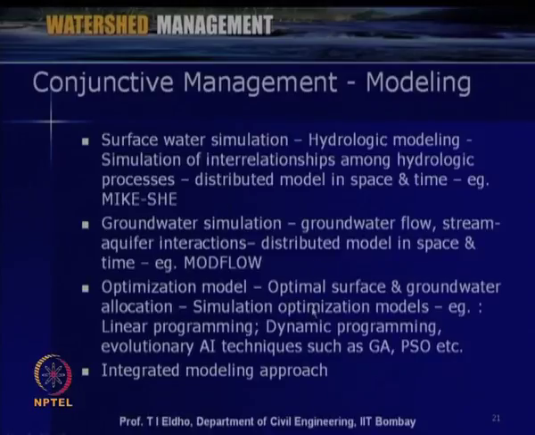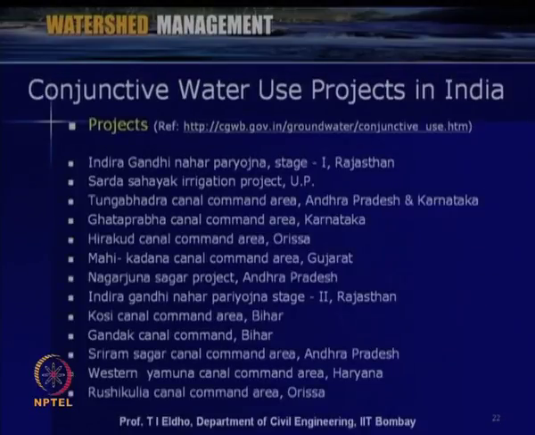As far as optimal use is concerned, there are optimization models like optimal surface and groundwater allocation, and simulation-optimization models. These include linear programming, dynamic programming, and evolutionary algorithms like genetic algorithm and particle swarm optimization. We can also utilize AI techniques for optimization. Then we can integrate both the simulation and optimization models, so that we have better modeling tools for conjunctive management.